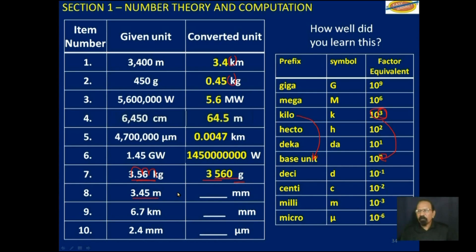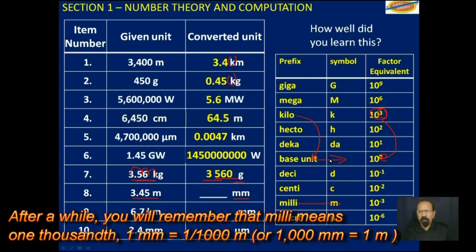Next, 3.45 meters to millimeters. Okay, meter is our base unit. We are going to millimeter down here. Now 10 to the 0 index, and you subtract a negative 3 index. So 0 minus 3, you get a positive 3, which gives you 1,000. So it actually takes 1,000 millimeters to make a meter. So in essence, you are multiplying by 1,000, 10 to the 3rd. So you shift this point 3 places. 1, 2, 3. Add a 0 here, and you get 3,450 millimeters.